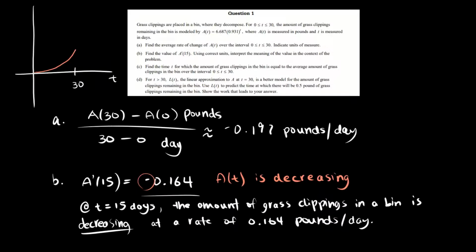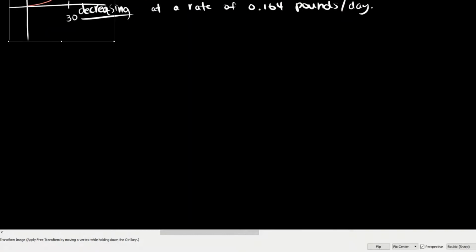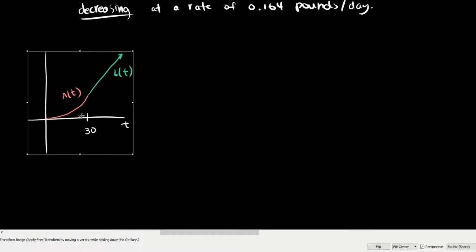As soon as we go over t equals 30, however, it wants us to switch gears and use a linear function to model the relationship. So from here, it looks something like this, where this is L of t, and this was A of t. Now let me move this graph down here so we can work on this problem.